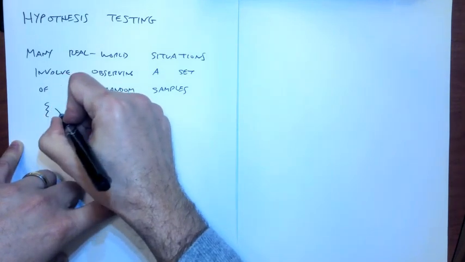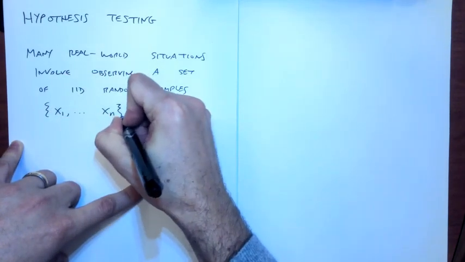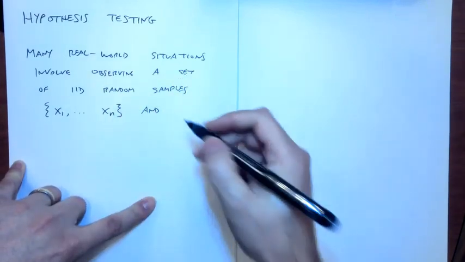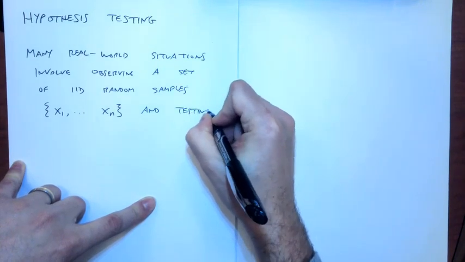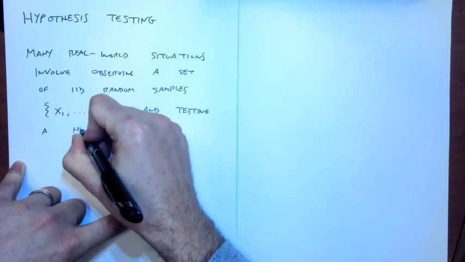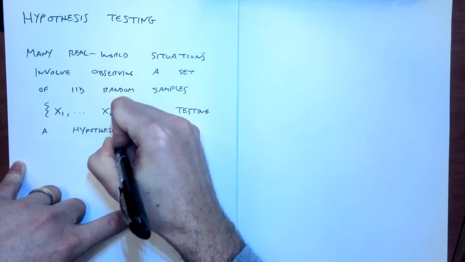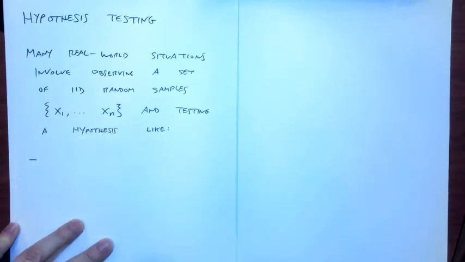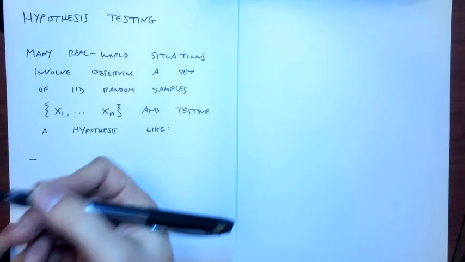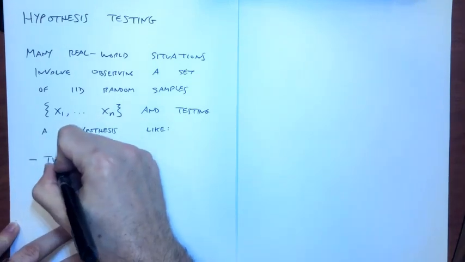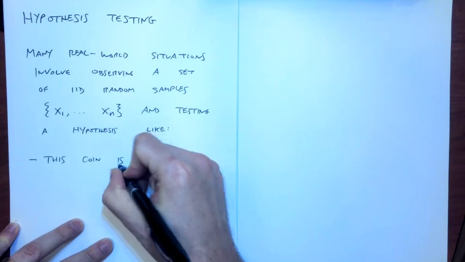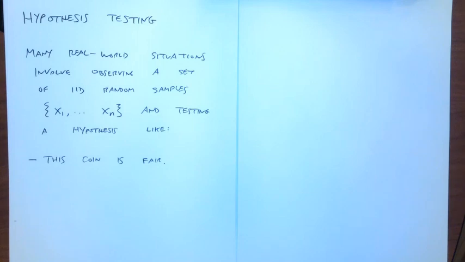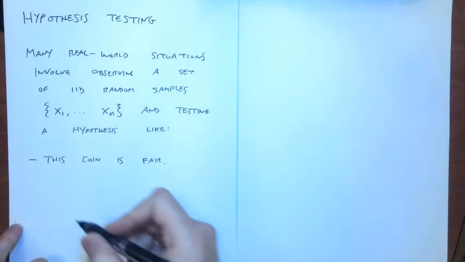So we have a bunch of samples, say we have n of them, and then what we want to use these samples for is to test some sort of hypothesis. So, for example, these are just examples you can imagine mapping all sorts of real applications onto. So one simple thing is, this coin is fair, or this die is fair, or this process is uniform, right?